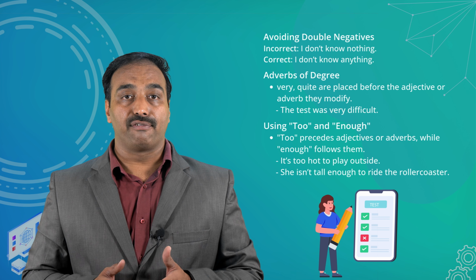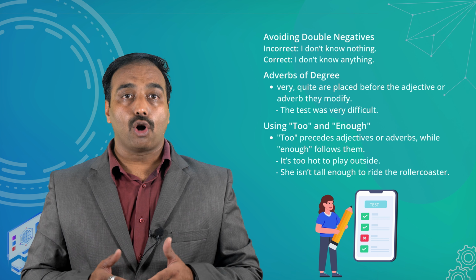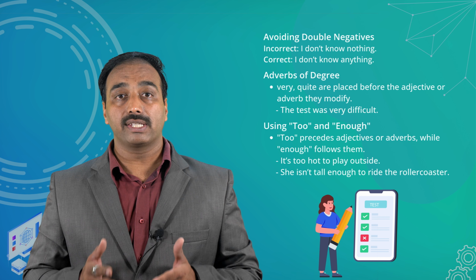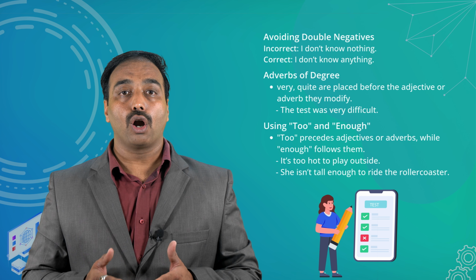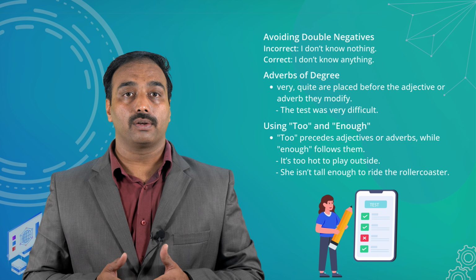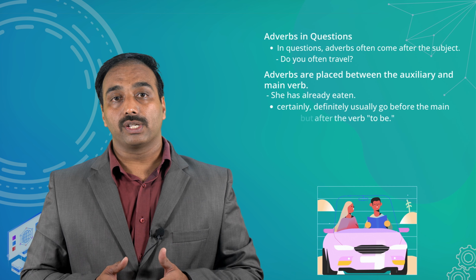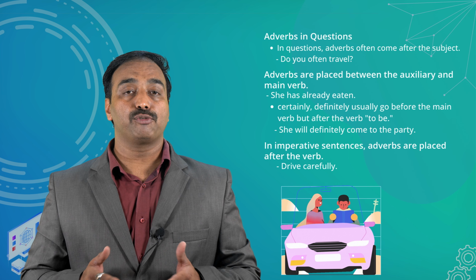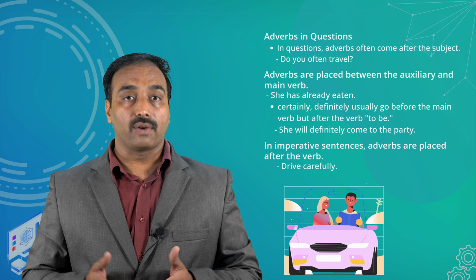Using too and enough. Too precedes adjectives or adverbs, while enough follows them. Example: it's too hot to play outside. She isn't tall enough to ride the roller coaster. Adverbs in questions. In questions, adverbs often come after the subject. Example: do you often travel?